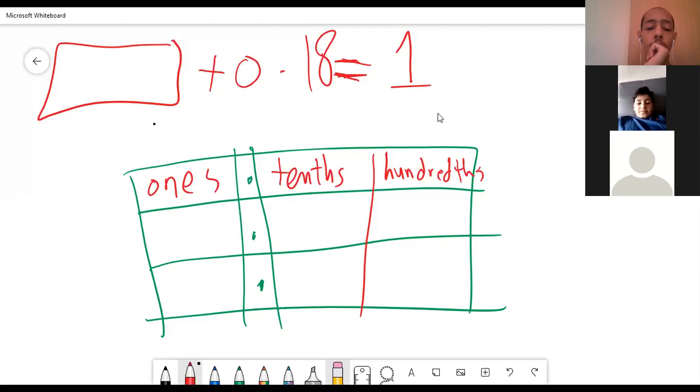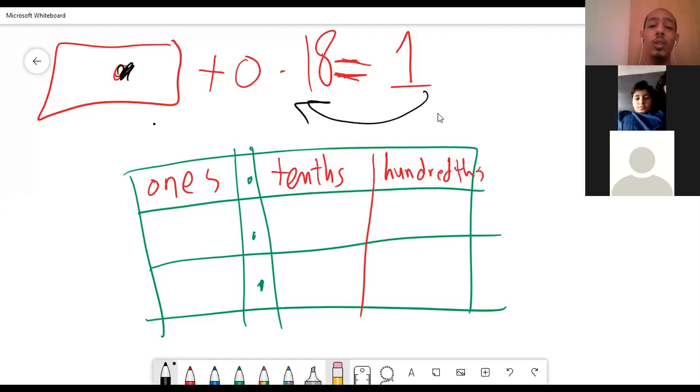Okay, no problem. You have a mistake in the homework, so please look here. To find the number you add to 0.18 to give 1, you have to subtract 0.18 from the 1. So I'm going to place the 1 where? In the ones, because 1 is in the ones.